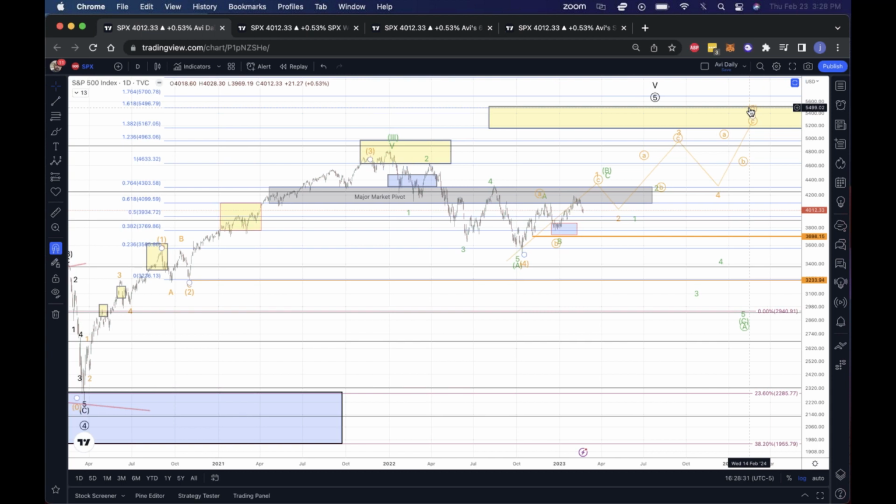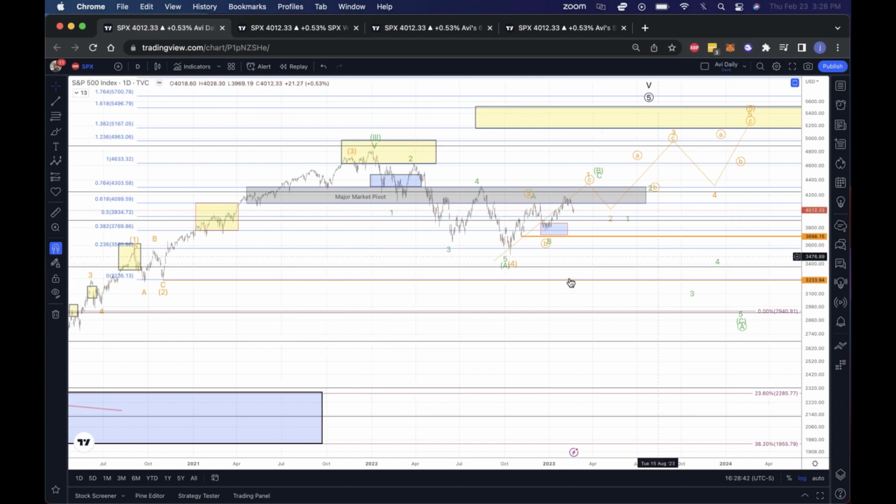But at this point, it's rather unlikely, even within an ending diagonal, which we'd have to consider this, right, because our wave 4 overlaps into our wave 1 territory. This is still very deep as a retracement of the wave 3, and this is just too deep for this wave 4 to be reliable.